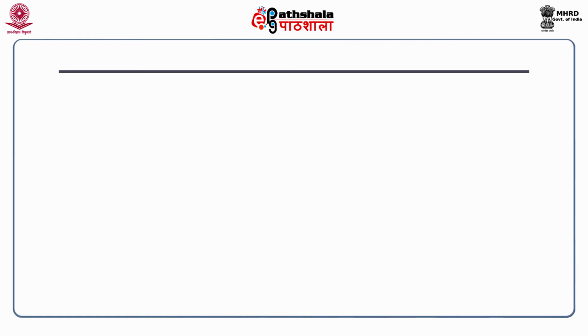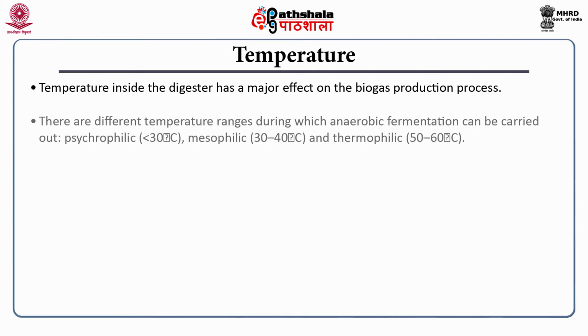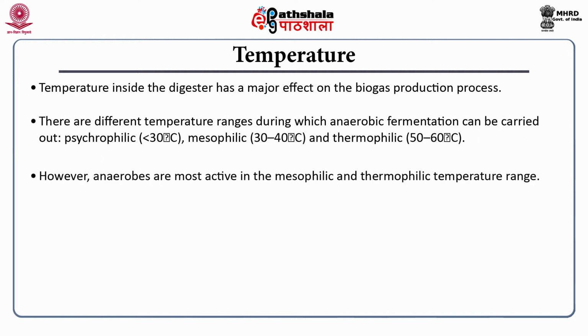And the second environmental factor is the temperature inside the digester. It has a major effect on biogas production. There are different temperature ranges during which anaerobic fermentation is carried out: psychrophilic, mesophilic and thermophilic. Psychrophilic is below 30 degrees, mesophilic 30 to 40 degrees and thermophilic 50 to 60 degrees Celsius. But the anaerobes are most active in the mesophilic and thermophilic temperatures.